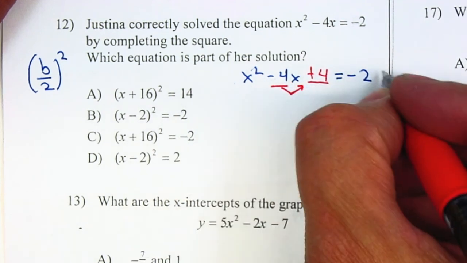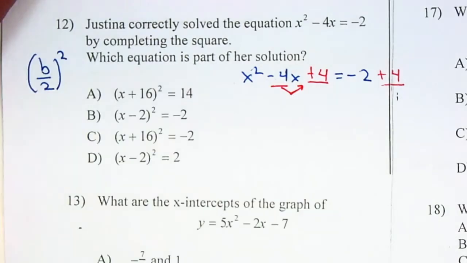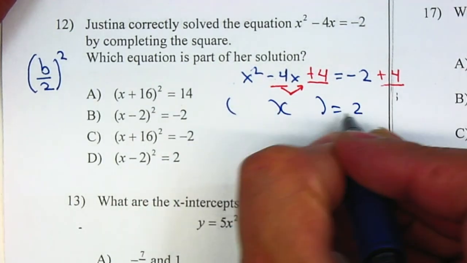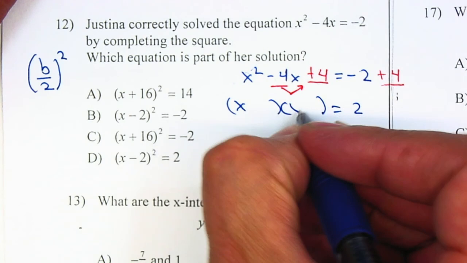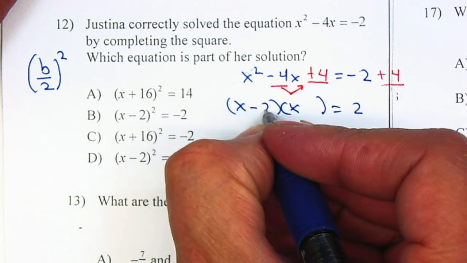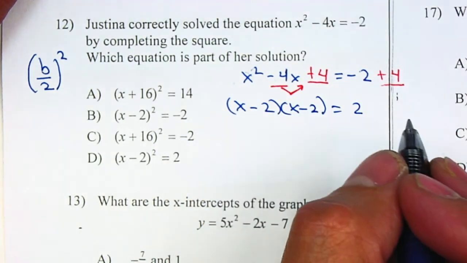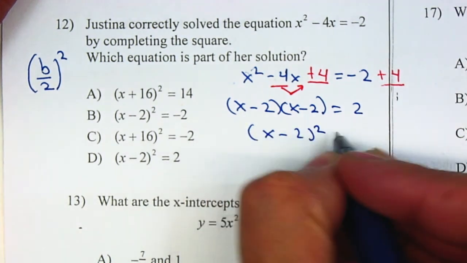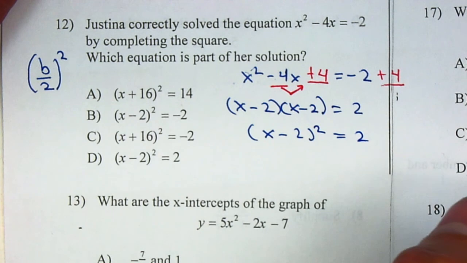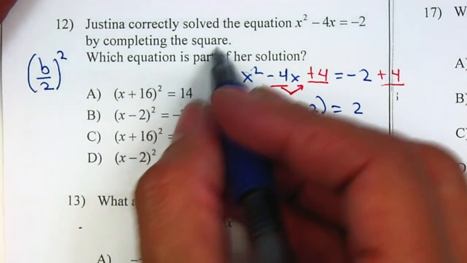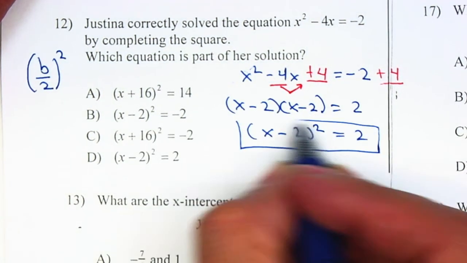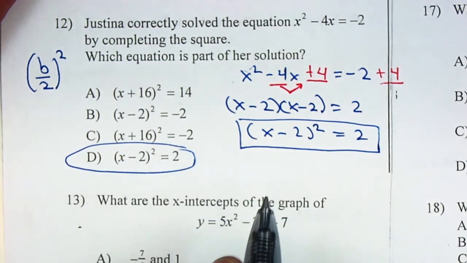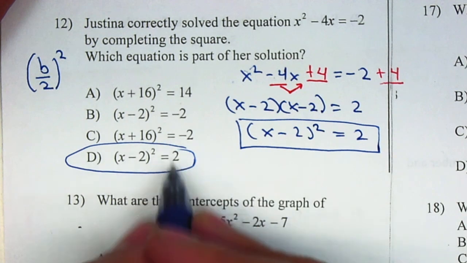And what you do on one side, you need to do to the other side. From here, I'm going to factor it. So I'm going to do my double parenthesis equal to 2. Factors of x squared are x and x. Factors of positive 4, negative 2 and negative 2. Now combine it into 1, so it'll be x minus 2 squared is equal to 2. Now, if you notice, which is part of her solution? We found the part of the solution that matches. So in this case, it will be D. Be very careful because a lot of the answers will look very similar.